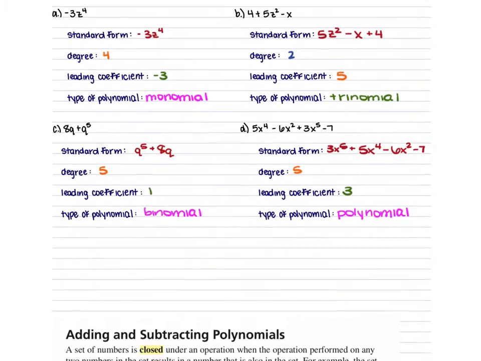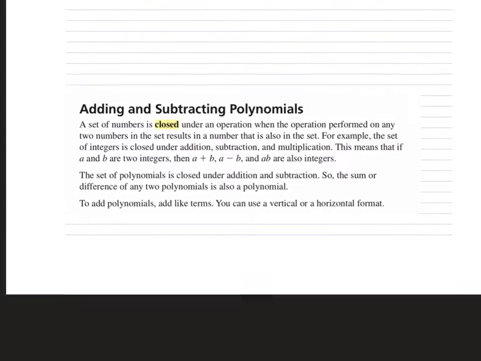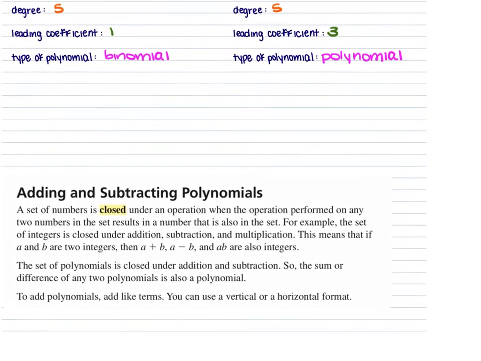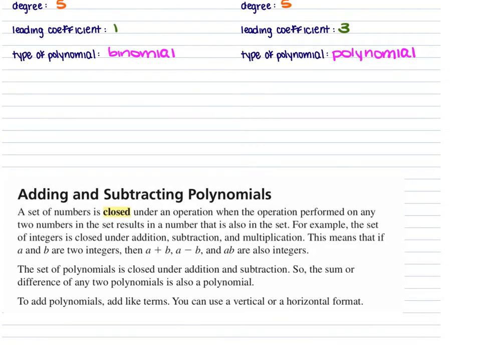The next part of your lesson goes over adding and subtracting polynomials. When we're adding and subtracting polynomials, we want to keep in mind our like terms. Like terms have the same variable and same power. So you cannot combine 2 terms unless they are like terms. When you have like terms, again, it's the same letter with the same power.